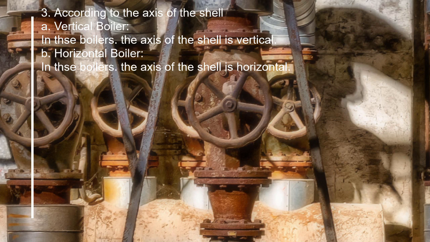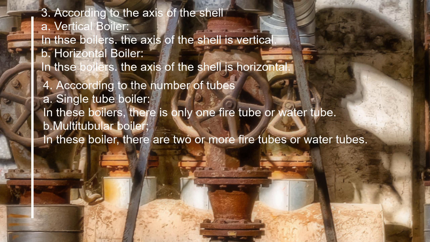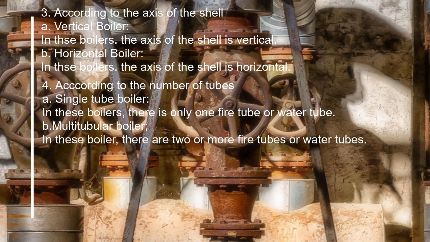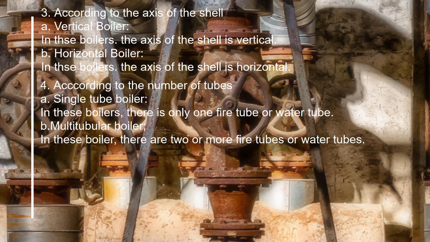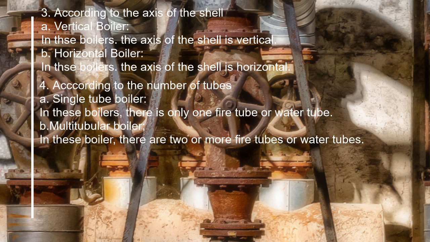According to the number of tubes, there are two types: single tube boilers and multitubular boilers. In single tube steam boilers, there is only one fire tube or water tube. In multitubular steam boilers, there are two or more fire tubes or water tubes.